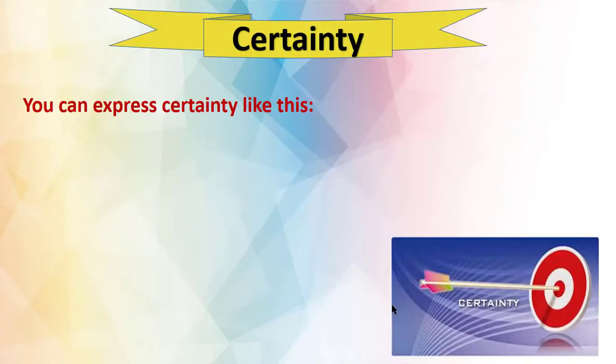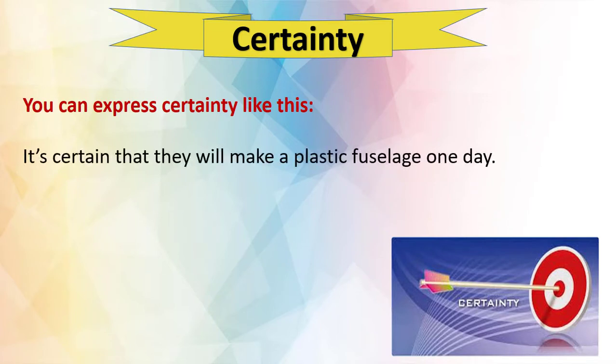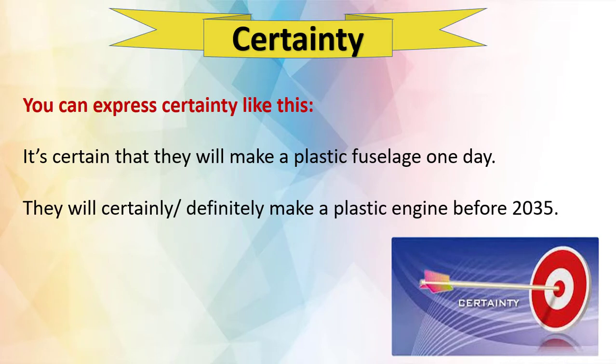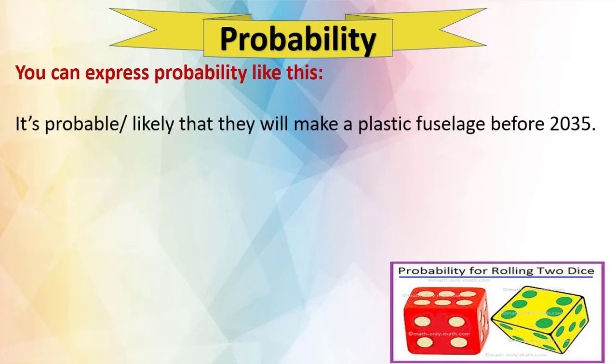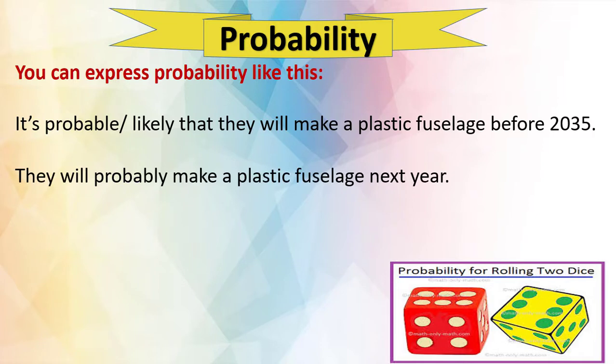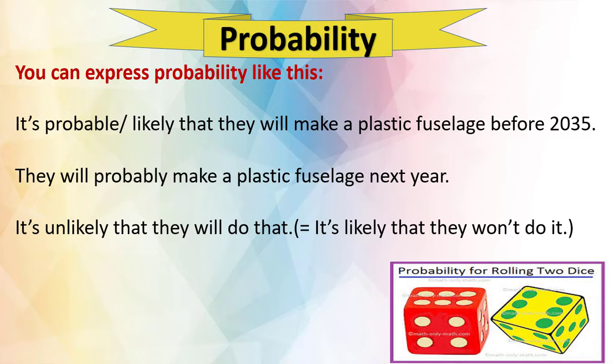To express certainty, if you are certain, if you are sure, you can express certainty like this. It's certain that they will make a plastic fuselage one day. They will certainly or definitely make a plastic engine before 2035. Probability. You can express probability like this. It's probable or likely that they will make a plastic fuselage before 2035. They will probably make a plastic fuselage next year. It's unlikely that they will do that. It's likely that they won't do it.